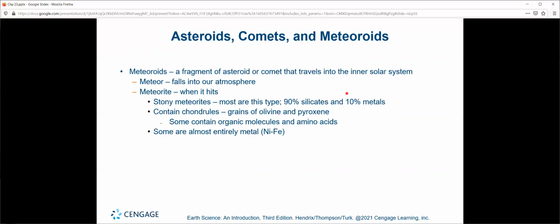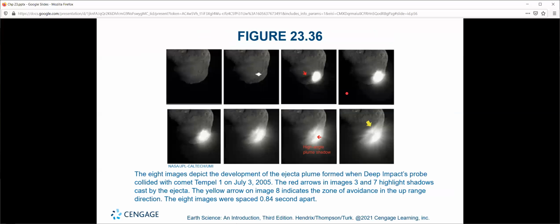Most meteorites are stony meteorites. 90% of these are silicate, 10% are metal in composition, and they contain very interesting elemental properties, such as grains of olivine and pyroxene. These are words we talked about at the beginning of the chapter. Some contain organic compounds, some contain amino acids, interestingly enough, and some are almost entirely metal, such as nickel-iron compositions. They all vary vastly in what we have here.